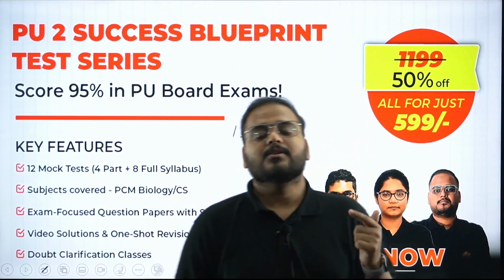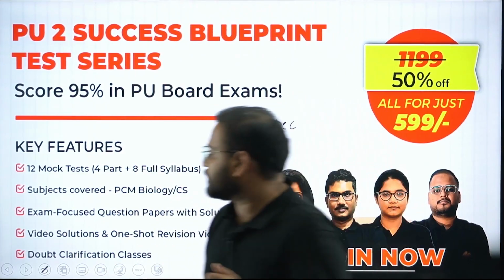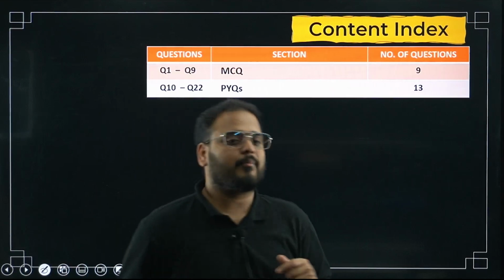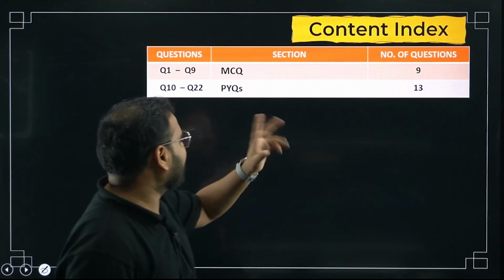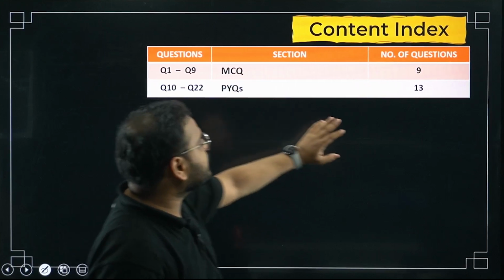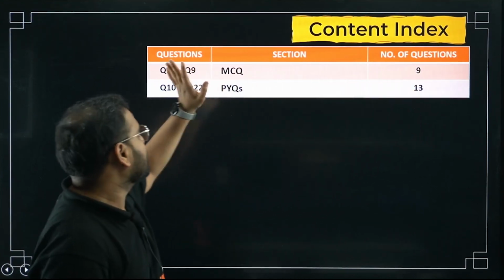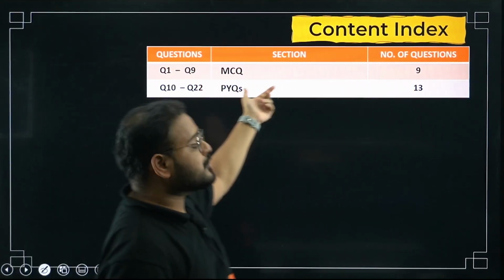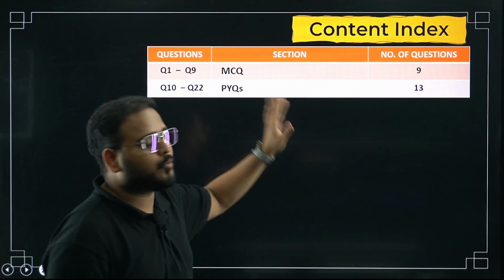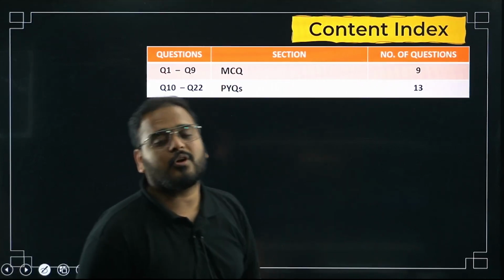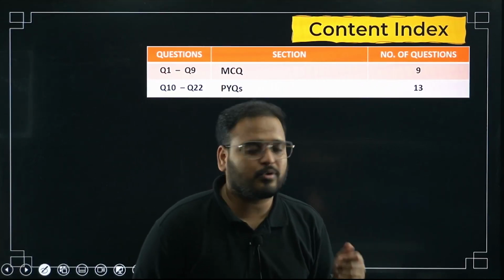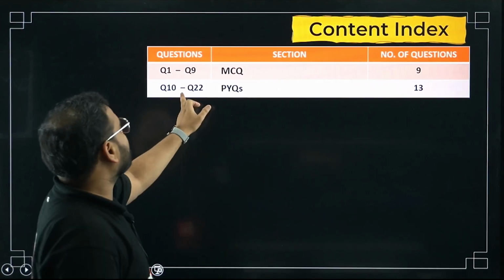Okay, chaliye. With this, let's move on and look at the content we have planned. Over here I've taken a total of 9 MCQs and a total of 13 PYQs. The PYQs will have 2 marker, 3 marker, all the categories, you'll see that. And the MCQs will be 9 questions of 1 marker each. So that makes a total of 22 questions.